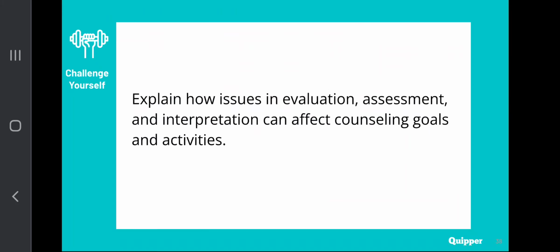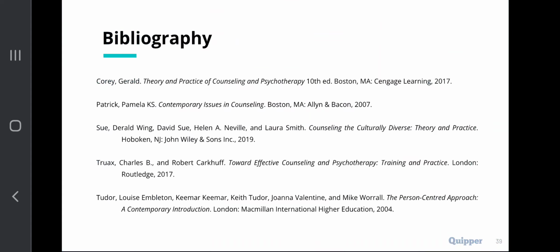Now, how do we explain the issues in evaluation, assessment, and interpretation that can affect counseling goals and activities? Let's think of the different issues that may come along with the process of counseling and how we resolve these issues. Now, if there are questions that were formed during the course of this discussion, take note of them so that we can discuss them in the next parts of our online sessions.